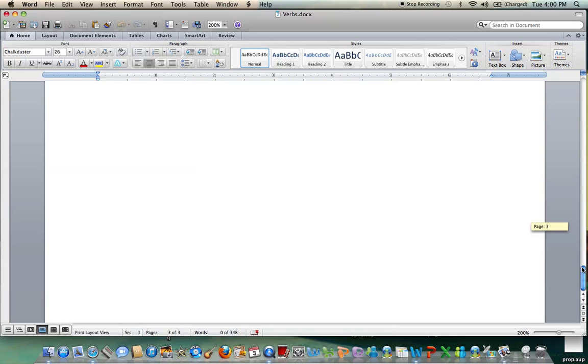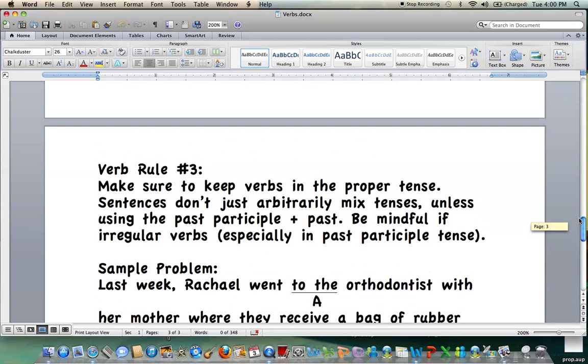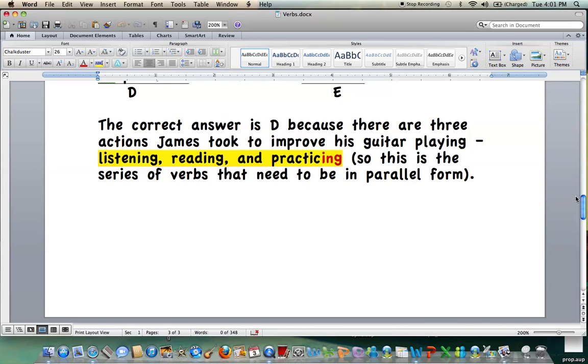So those are the 3 types of verb questions that are going to show up on standardized exams, most particularly the SAT. And they're going to help with your writing and your speaking. So these are really good exercises to make sure that you're comfortable moving back and forth.